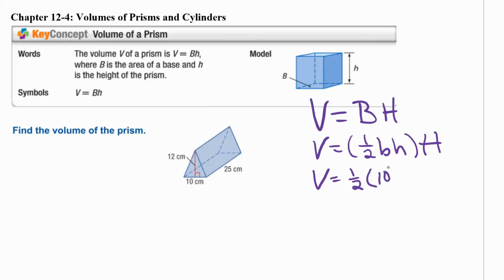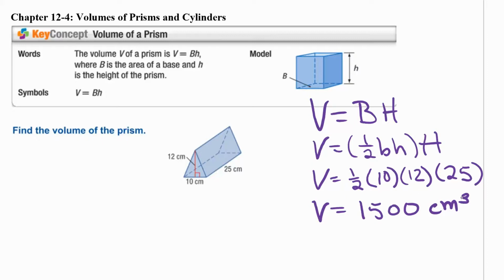The base of the triangle is 10. The height of the triangle is 12. The height of the entire prism is 25. So volume equals 1/2 times 10 times 12 times 25, which would give us that the volume is 1,500 centimeters cubed.